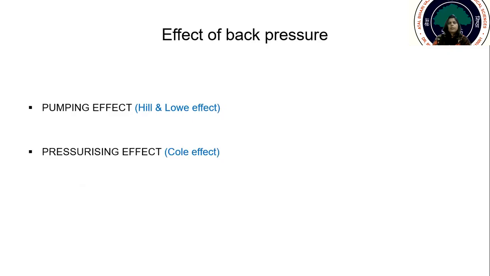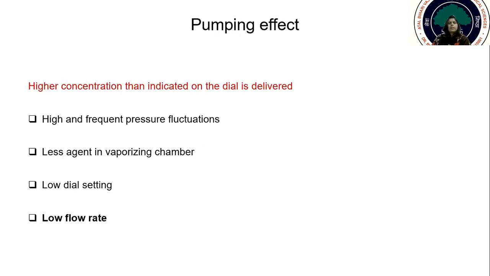Now these are the two important back pressure effects: pumping effect and pressurizing effect. Pumping effect is also known as Hill and Lowe effect, and pressurizing effect is known as Coles effect. Now, what is pumping effect? Basically, in the pumping effect, a higher concentration than that indicated on the dial is delivered. In what situations will it happen? When there are high and frequent pressure fluctuations, there is less agent in the vaporizing chamber, and there is a low dial setting or low flow rate.